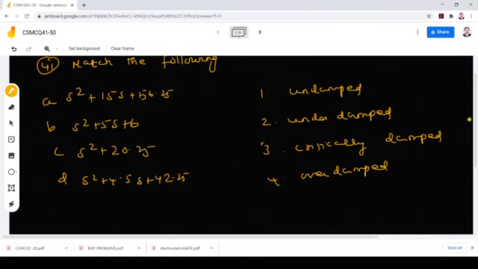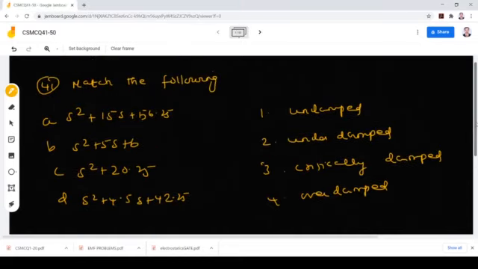And the next question is match the following. So they have given the equation. So this is the characteristic equation. This is the nature of damping. So this is what they are asking. We have to match. So we know this is a very simple equation. Let us solve the problem.